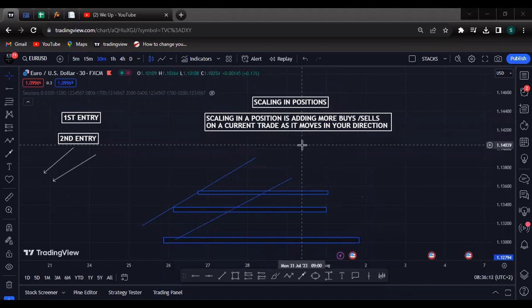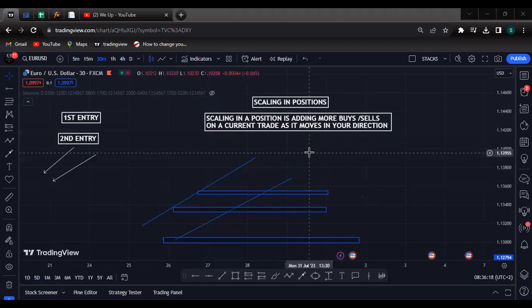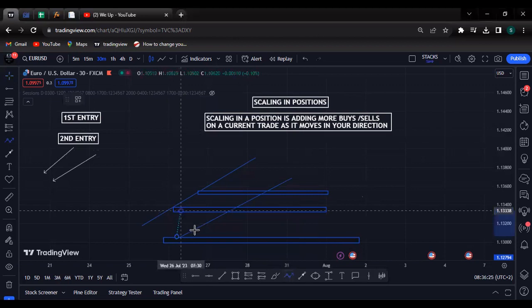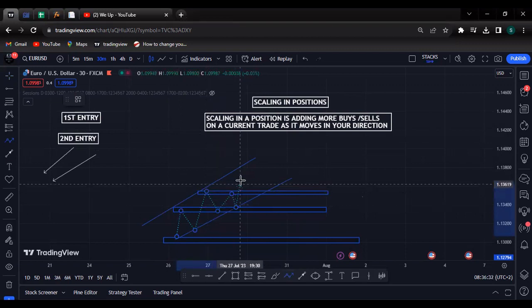I want you to actually write that down. Only scale into a winning trade and not a losing trade. So let me show you an example. Let's just say in the market we have something of this nature. Let's say we see price playing around like this.